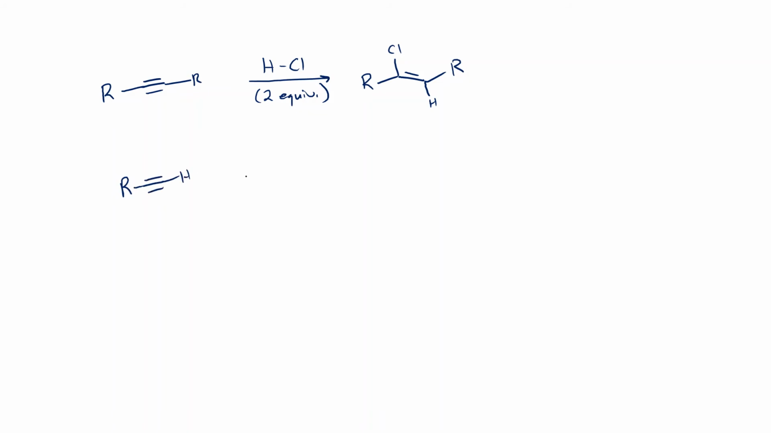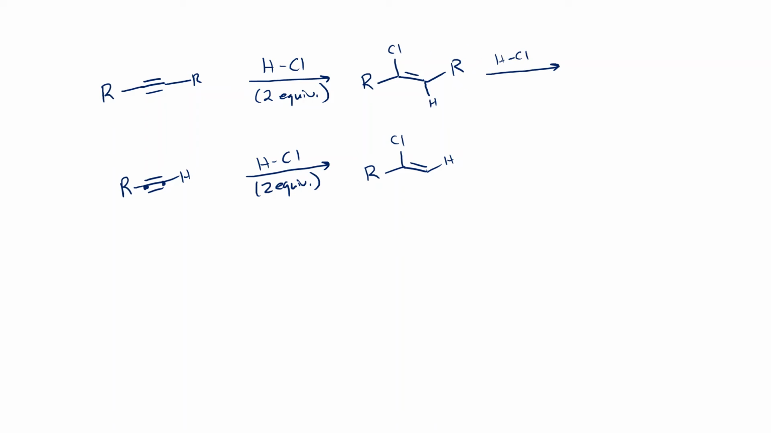So a terminal alkyne, we'll just do these right alongside each other. With 2 equivalents of HCl, you have a primary carbon here and a secondary carbon here. And so the chlorine will end up on the secondary carbon. And then the hydrogen would be here. But of course, what's going to happen next is the second equivalent of HCl will be added, and this is just an alkene adding HCl.